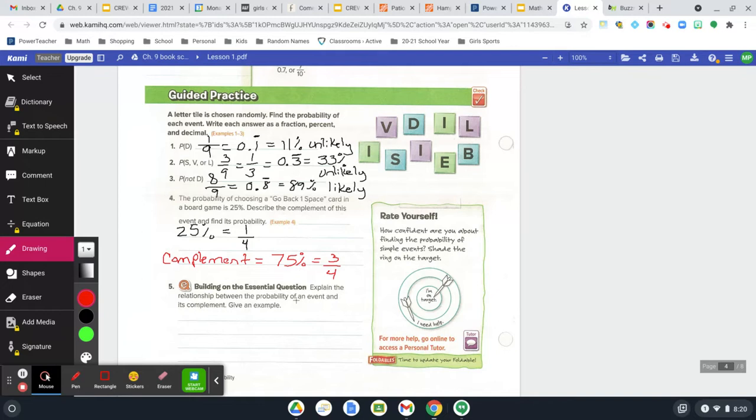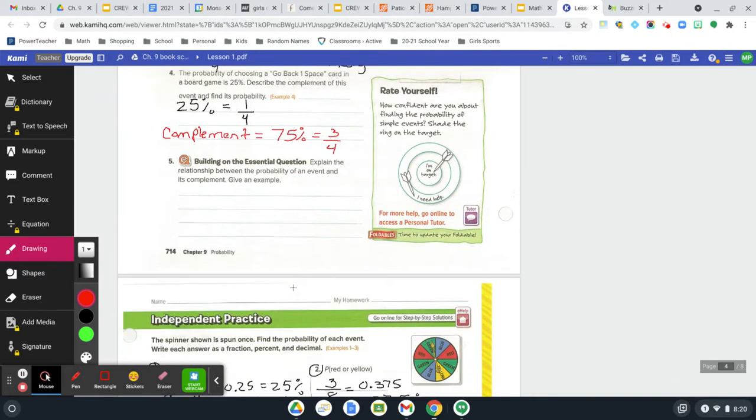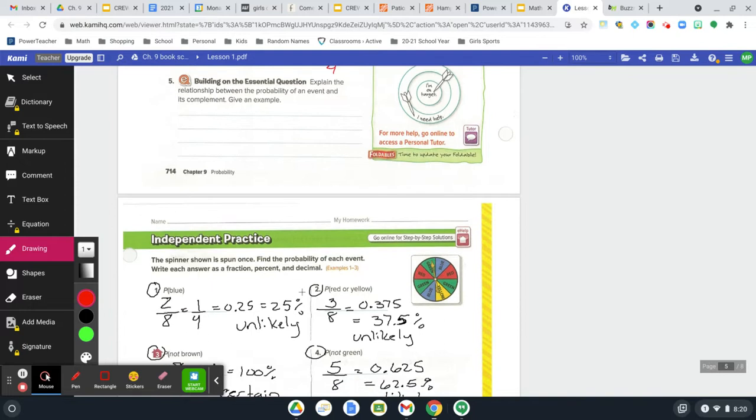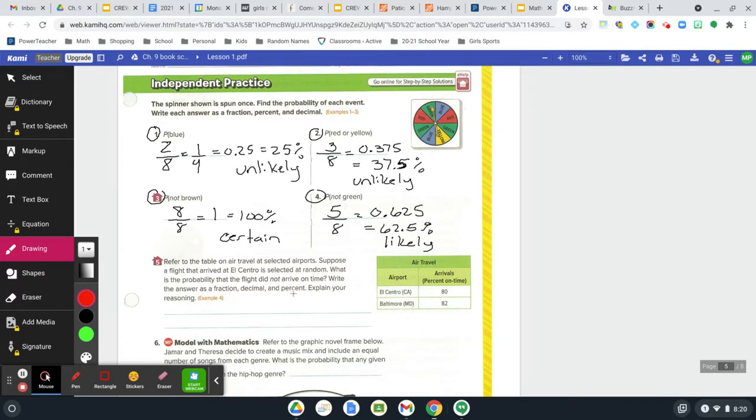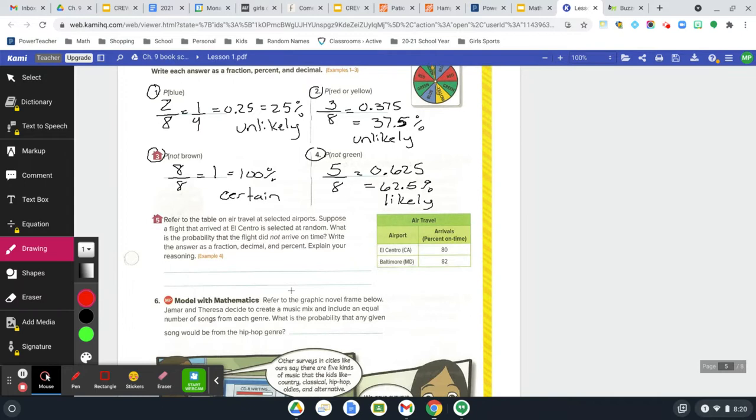Okay, let's try. I'm going to have you go to the independent practice, and we're going to look at number 5 on independent practice.